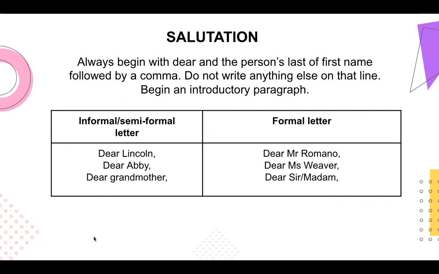Salutation is the top part where you say, dear so-and-so. Always begin with dear and the person's last or first name followed by a comma. Do not write anything else on that line. Begin after that, begin an introductory paragraph.